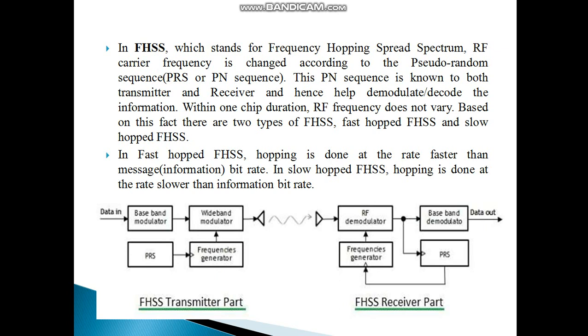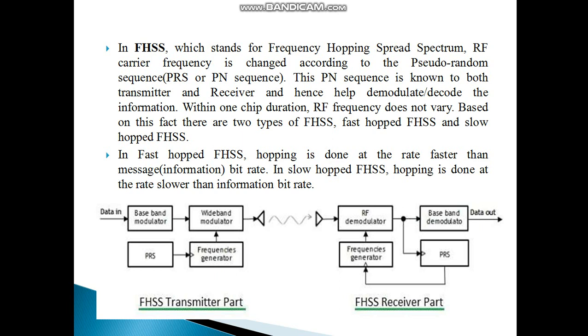In FHSS, which stands for frequency hopping spread spectrum, the RF frequency, that means the radio frequency carrier, is changed according to the pseudo-random sequence, that means PRS or PN sequence. This PN sequence is known to both transmitter and receiver, that means modulation and demodulation, and hence helps demodulate, meaning decode, the information within one chip duration. The RF frequency does not vary.